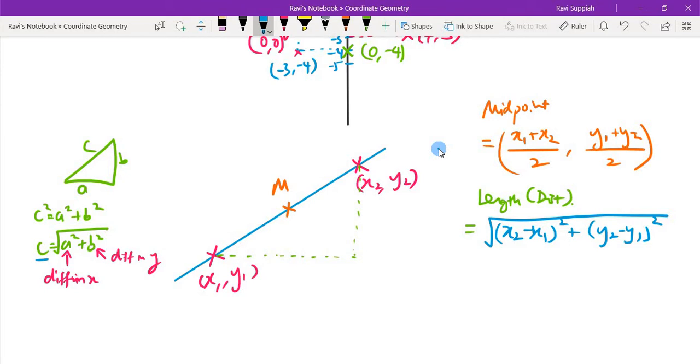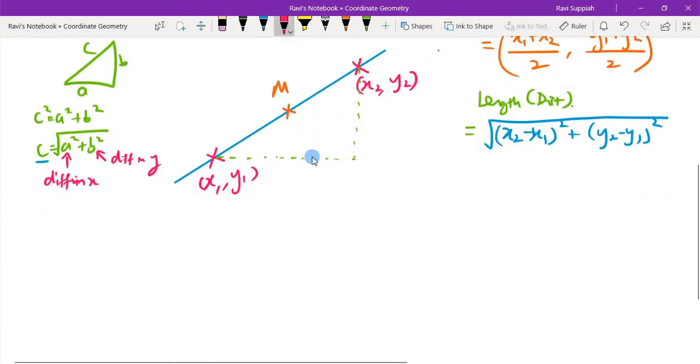Now, besides these two formulas, what else do we need to know? We can also find out another thing, which is known as the gradient, or the slope.